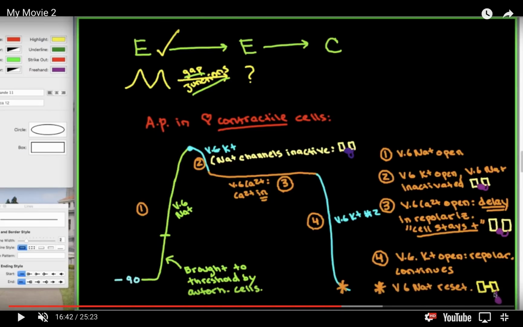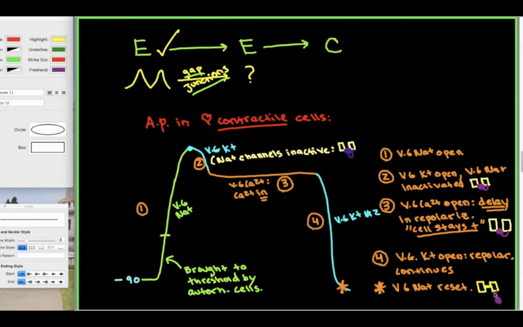So why is that so important? Why do we need a whole new action potential to do that?